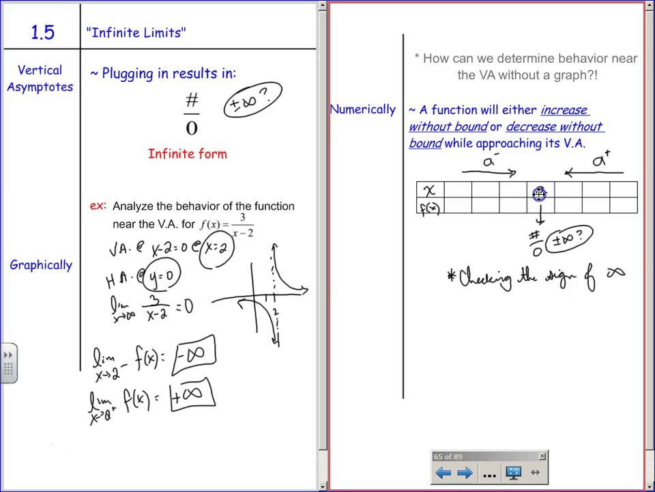Just like Ryan did over here. He plugged in 2.1. And he didn't care about what the decimal answer was. He just cared positive or negative. And then we followed up and plugged in 1.9, and we didn't care about the decimal, what it would actually be. Because of the number over 0, we knew it wasn't infinity. We just had to figure out positive or negative based on plugging. So check the sign by plugging in.